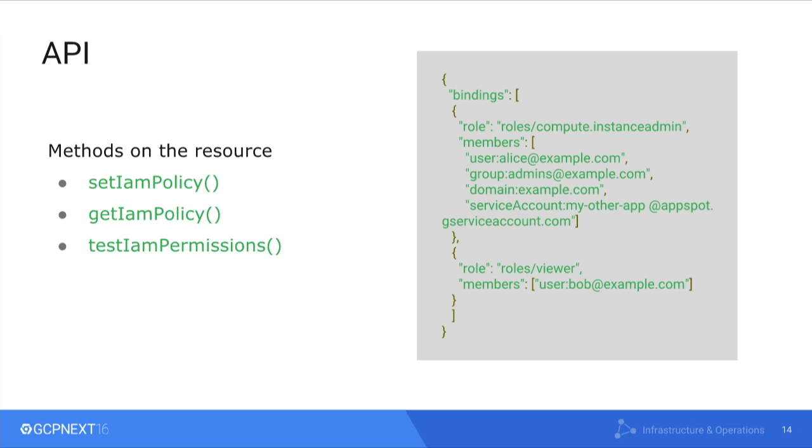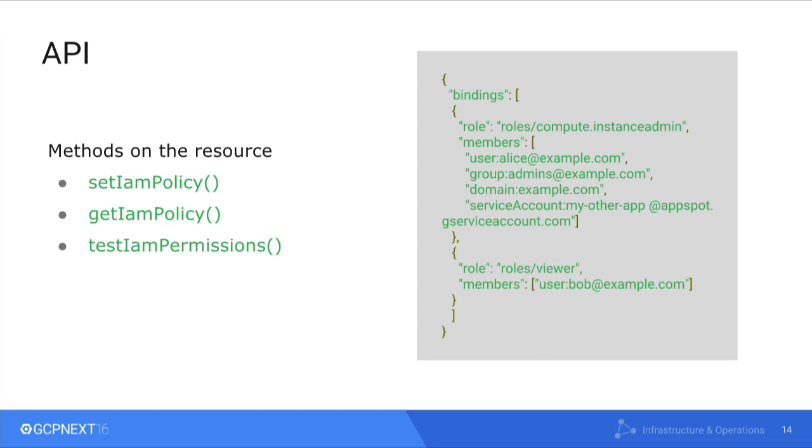Now, this is what the API looks like. To set an IAM policy, you call the set IAM policy method on the resource where you're setting the policy. Since we already know what the resource is, the body of the policy contains the other 2 parts in the IAM equation, the roles and then which members you're granting each role to.